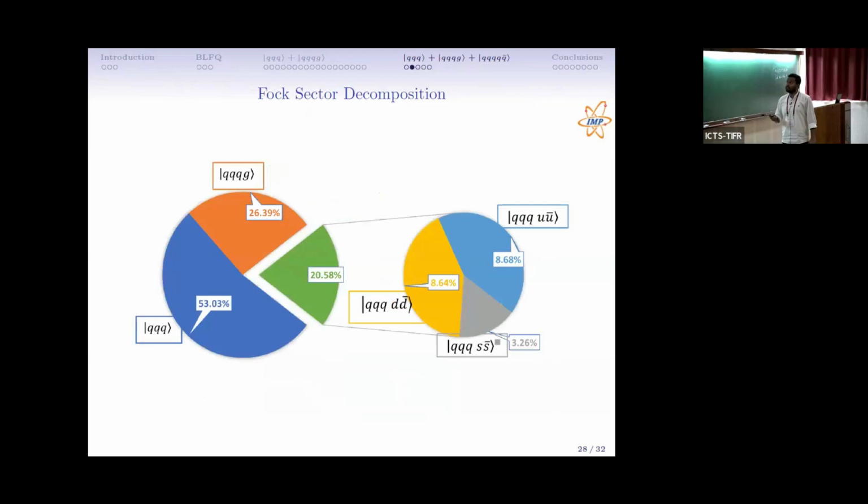And for this case, we have this Fock space decomposition. Now we have 53%, which is the probability of the leading Fock sector. 26% is the gluon Fock sector, and 20% is the c-quark Fock sector. From the c-quark Fock sector, u ubar and d dbar are more or less the same, and s sbar gives very little contribution. So effectively, we have a wave function with gluon and c-quark, so we can again calculate the c-quark and gluon distributions inside the proton.